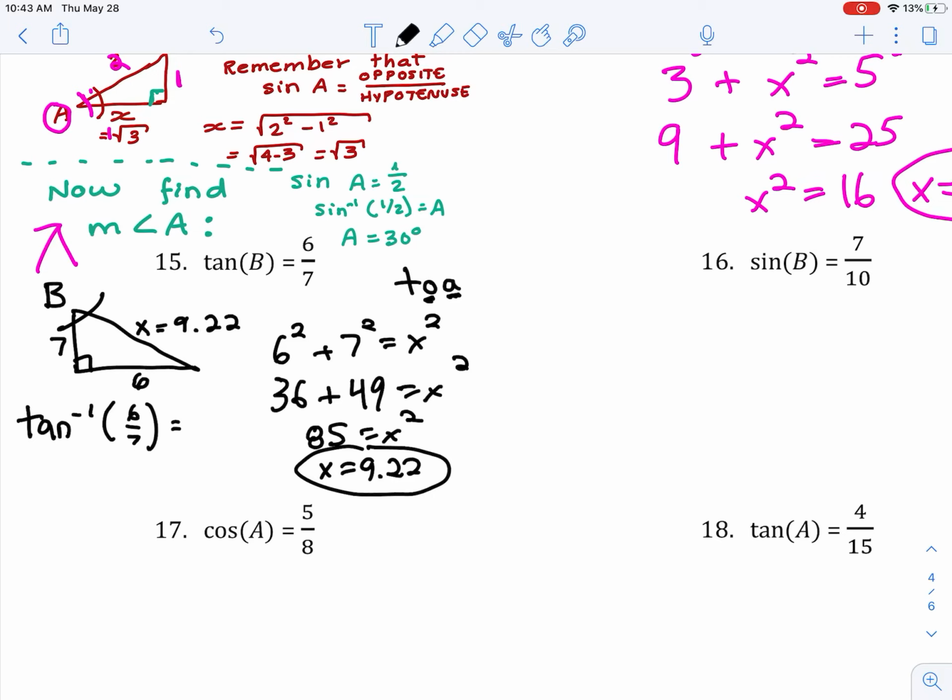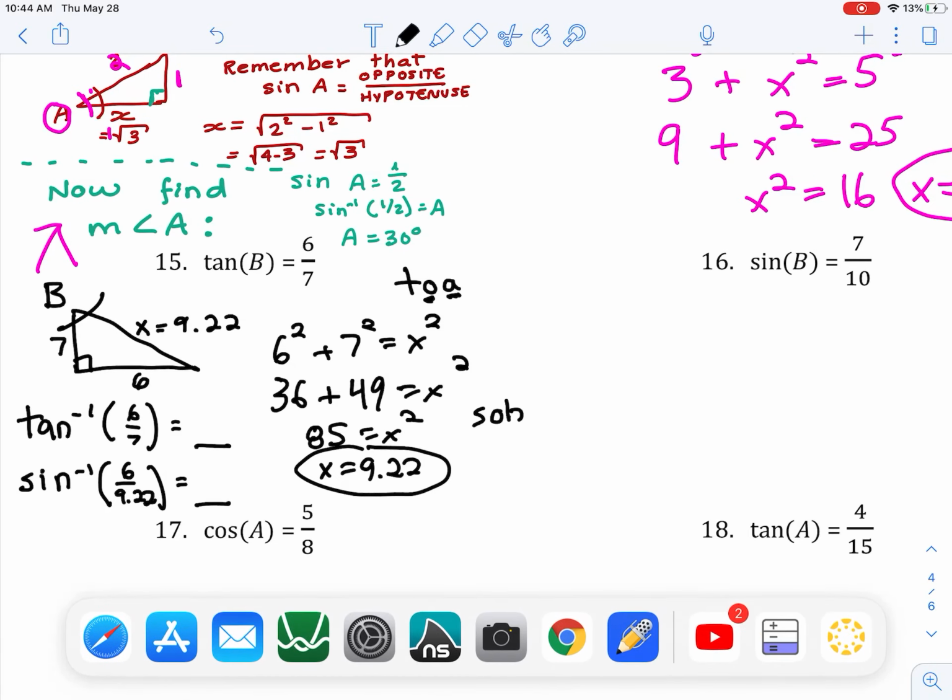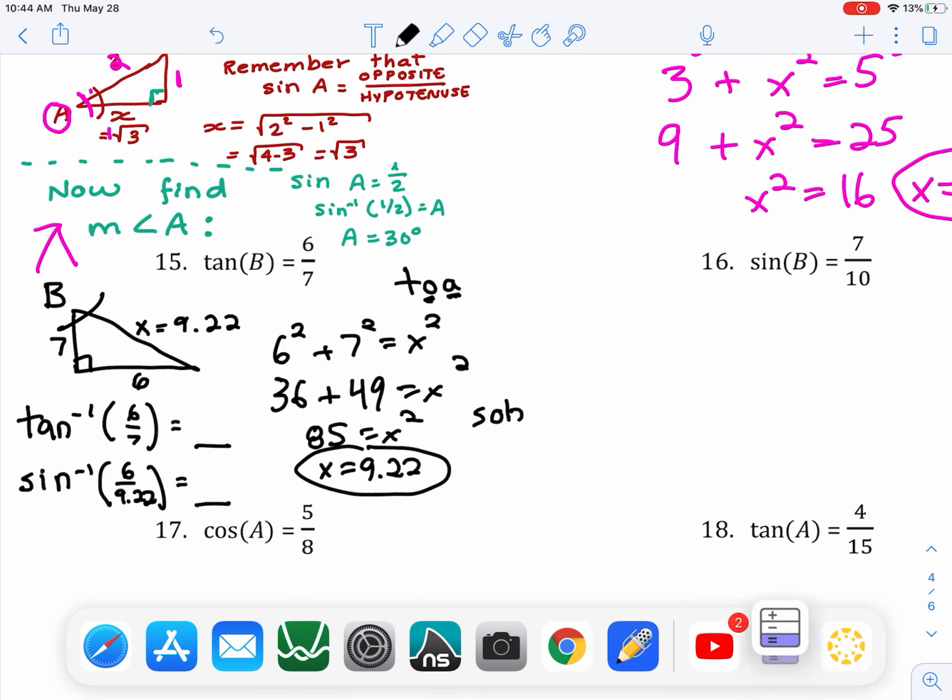Well, if I'm looking at angle B, what is 6? It's the opposite. And what is 9.22? It's the hypotenuse, which is sine. So I could have also gone sine -1, 6 over 9.22. And these two should give you the same number. Now, they're going to be slightly different because we rounded 9.22 to something. But watch, they're going to be real close.